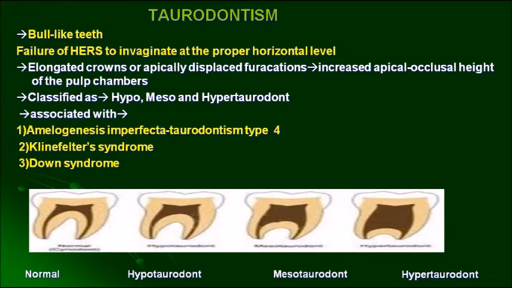So taurodontism can be of 4 different types. It can be either the normal type, the second one is hypotaurodont, the third is mesotaurodont, and the last one is hypertaurodont. In amelogenesis imperfecta, we see this hypertaurodont type of taurodontism. So note down that point.